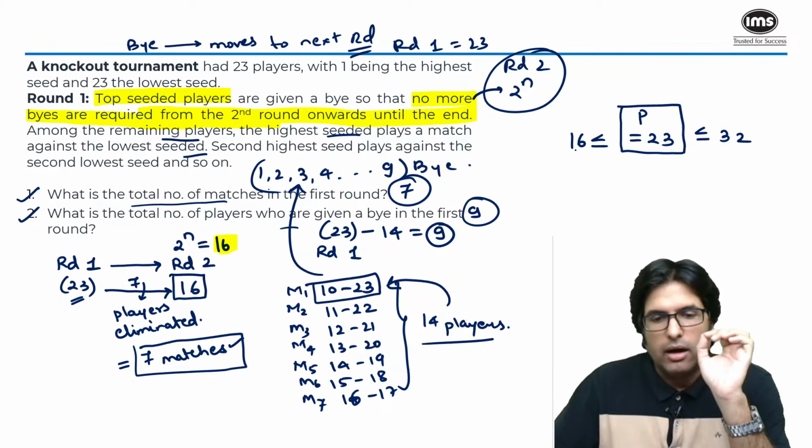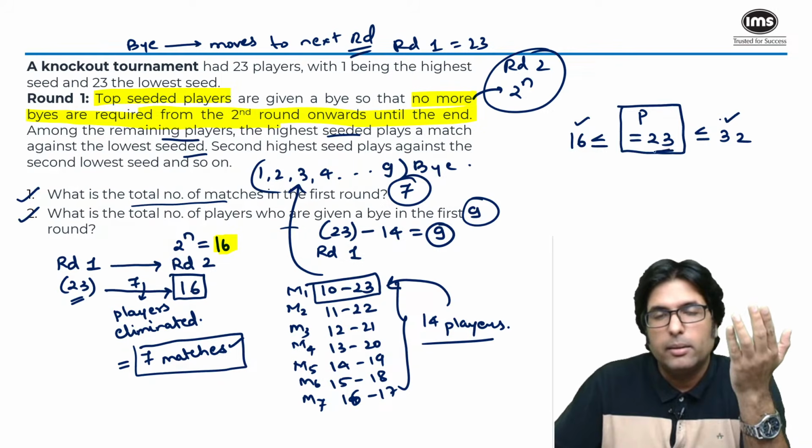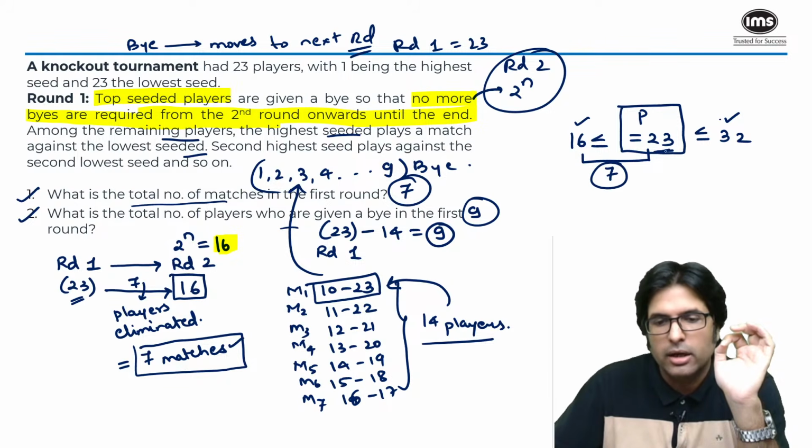So then how did we identify 16 and 32? The powers of 2 between which this number 23 lies. Now we don't need to do anything, just take the difference. 16 and 23 is what? 7. This is your answer for first question. Difference between 23 and 32 is 9. This is your answer for second question.